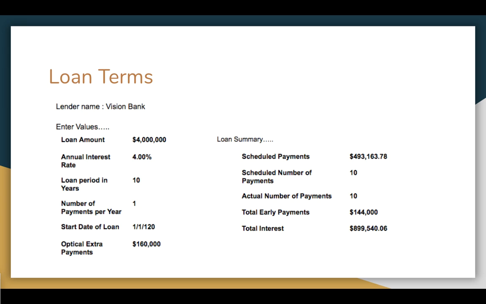The loan terms for our mortgage plan: we want to take out a loan of $4 million with a 4% interest rate over a 10-year period, with one payment per year. The start date of the loan will be 2020, with scheduled payments of $493,163 for 10 payments over 10 years. It will accumulate a total interest of $899,540.